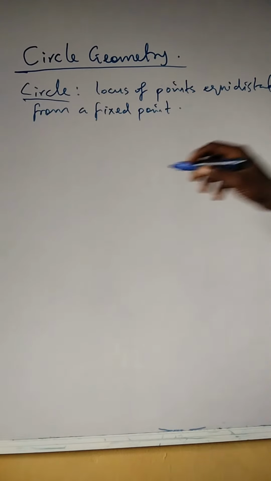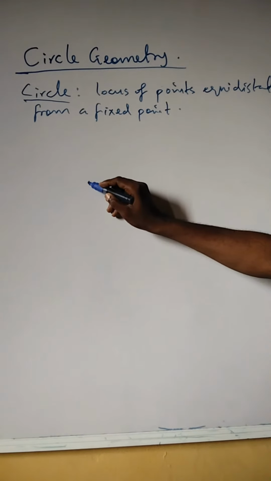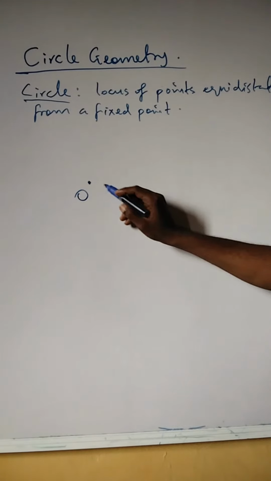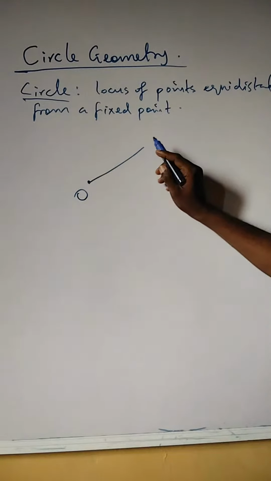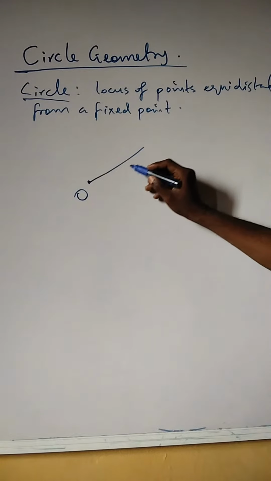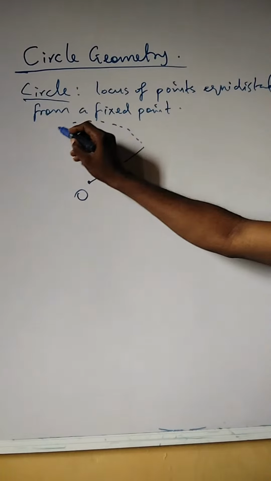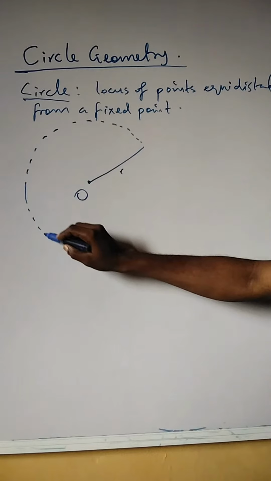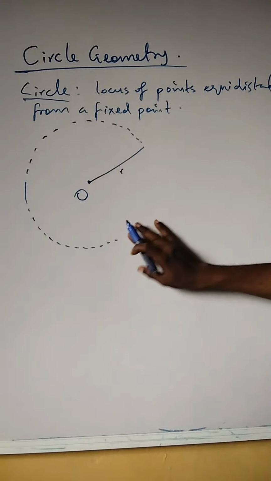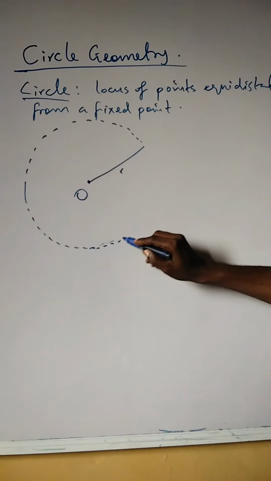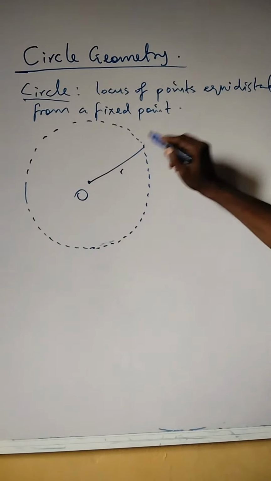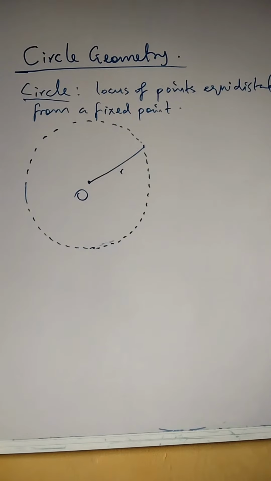We have a fixed point O, then with equal distance. This distance is r. So this locus moving with this equal distance from this fixed point is referred to as a circle. The locus of a point equidistant from a fixed point.